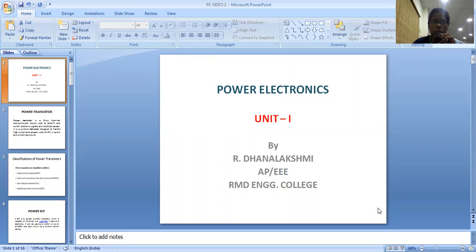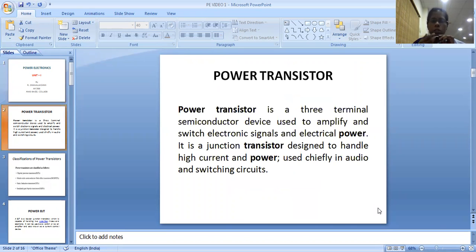In this session, I would like to discuss power transistors, power BJTs, which is the first unit of our power electronics. BJT we all know, but as a signal level BJT we have learned. Now we will discuss what a power BJT is. BJT is a bipolar junction transistor. In short, we will call it a transistor. So it's a power transistor. There are three terminals available: collector, base, and emitter.